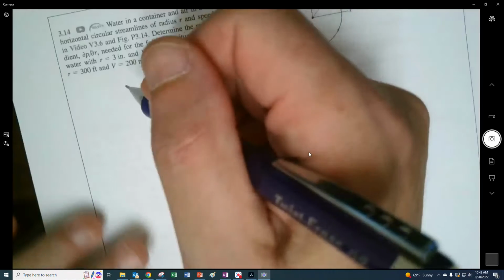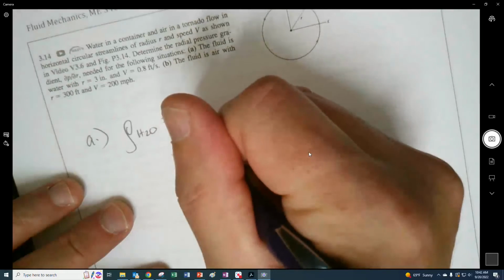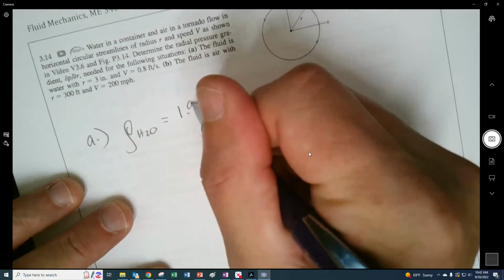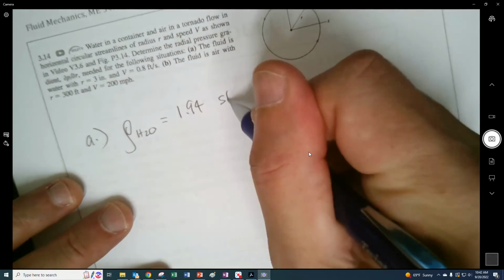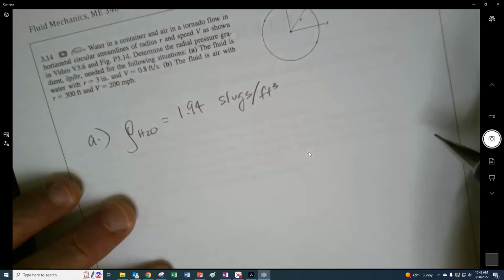So, I'm going to look up some material properties, or do I need them? I guess I already kind of have them. So I'm going to go for A here. We're going to use H2O, and we're going to say that it's 1.94 slugs per cubic foot. That's what we need right there.